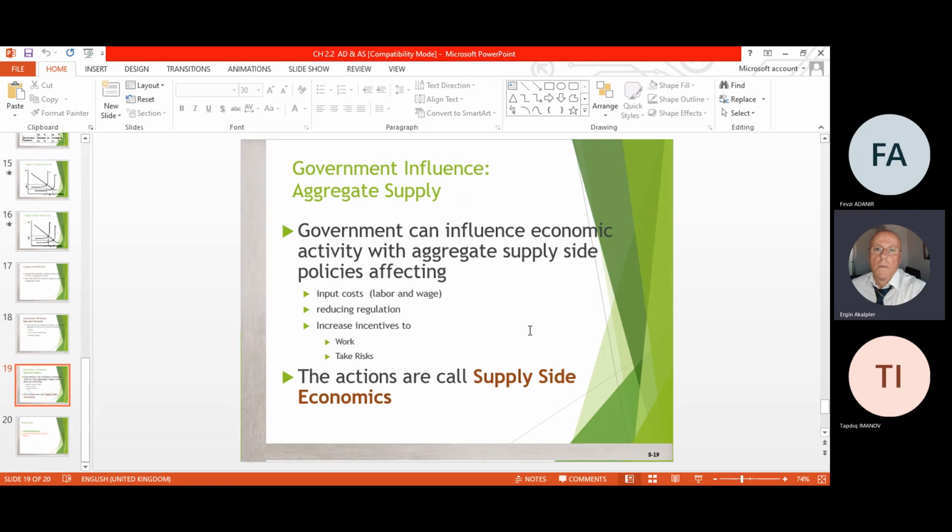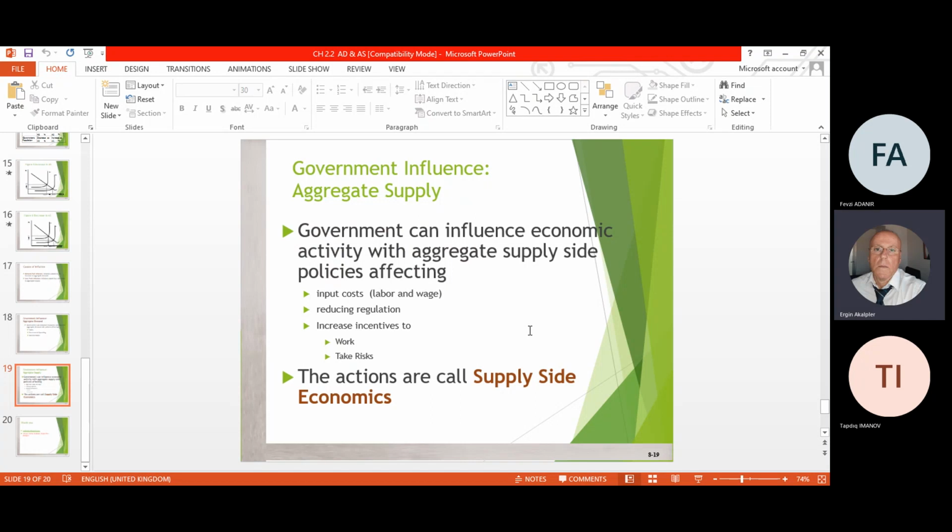When we look at how the government influences aggregate supply, which also parallelly enlarges and increases the market combined together, the government can influence economic activities with aggregate supply side policies, which affect input cost, labor and wages, reducing regulations, as I mentioned, for the tax regime, and increased incentives to work and to take risks. And these things all affect the supply side of the economy.